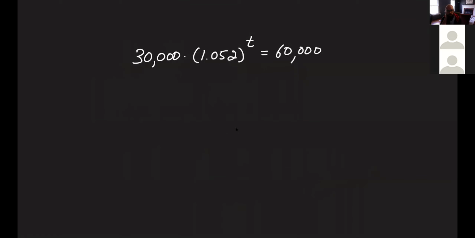So we might have something that looks like this: 30,000 times 1.052 to the t is equal to 60,000. If I try to solve this, at some point I would like t to be by itself. I'm going to try to solve this for t. Going through the process, I would divide both sides by 30,000. These cancel, and what I'm left with is 1.052 raised to the t is equal to 2.